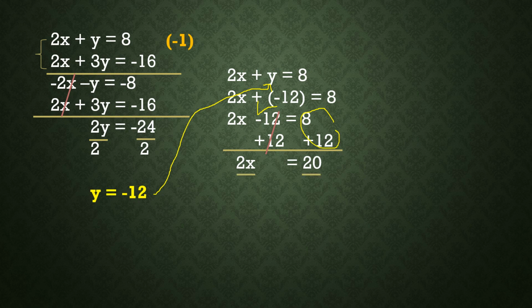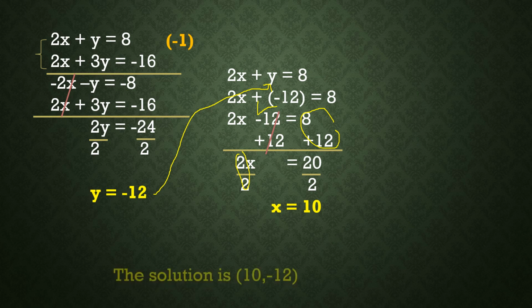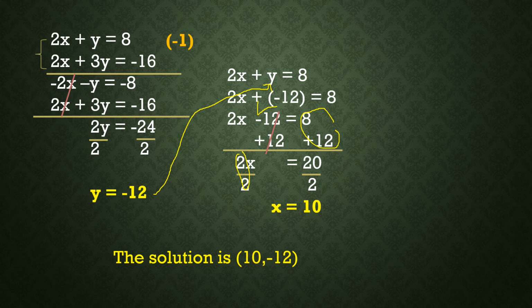Then divide both sides by 2. So this is 1x, or x equals 10. So the value of x is 10. 10 is from 20 divided by 2. Therefore, the solution is (10, negative 12).